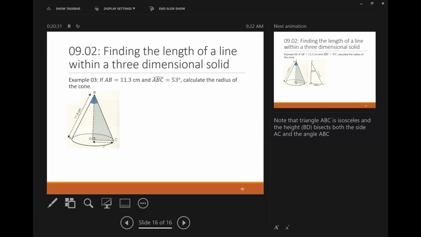We'll do some more examples here. So let's say we have a cone that has a slant length of 11.3, and the angle at its apex is 53 degrees, and we want to calculate the radius of the cone, which in my picture I've drawn as DC.